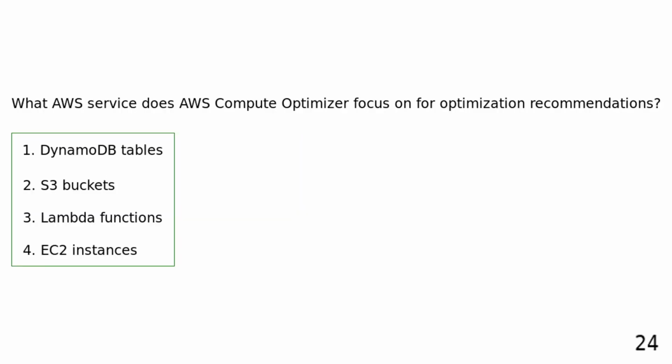What AWS service does AWS Compute Optimizer focus on for optimization recommendations? DynamoDB tables. S3 buckets. Lambda functions. EC2 instances. AWS Compute Optimizer focuses on EC2 instances when providing optimization recommendations for compute resources.